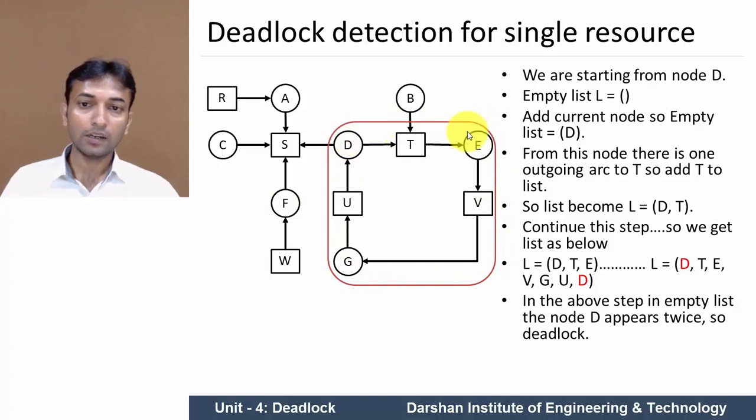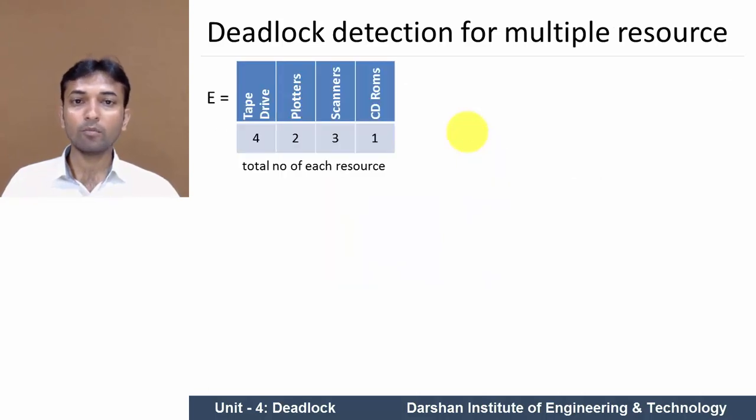So in this way deadlock is detected for a single resource. Now let us move further. How can deadlock be detected for multiple resources? More than one resource of the same type, meaning there are 4 tape drives, 2 plotters, 3 scanners, 1 CD-ROM.